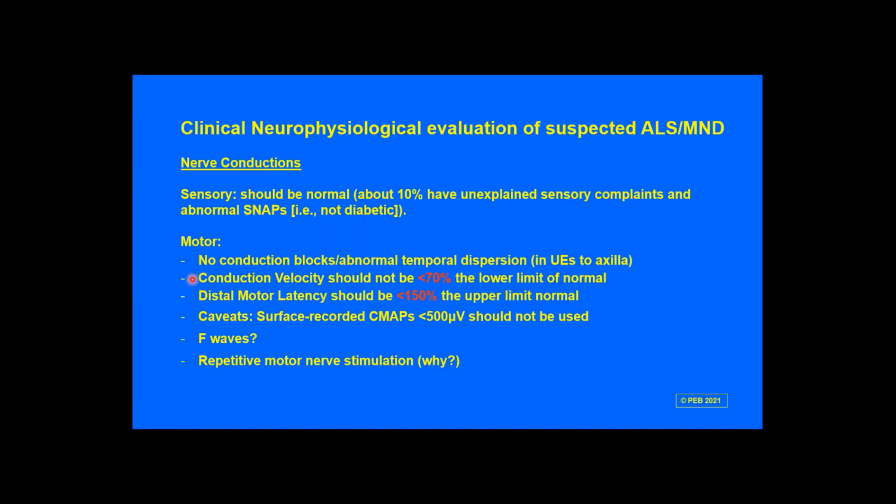Conduction velocity, again, these are criteria from the CIDP studies, and I don't want to spend much time here. Most of you are familiar with these. I just bring them up for completeness. One caveat is that in our work, we are very cautious about accepting any CMAP that's less than 500 microvolts, and do not use these in motor unit number estimate studies, because these can easily be far field potentials.